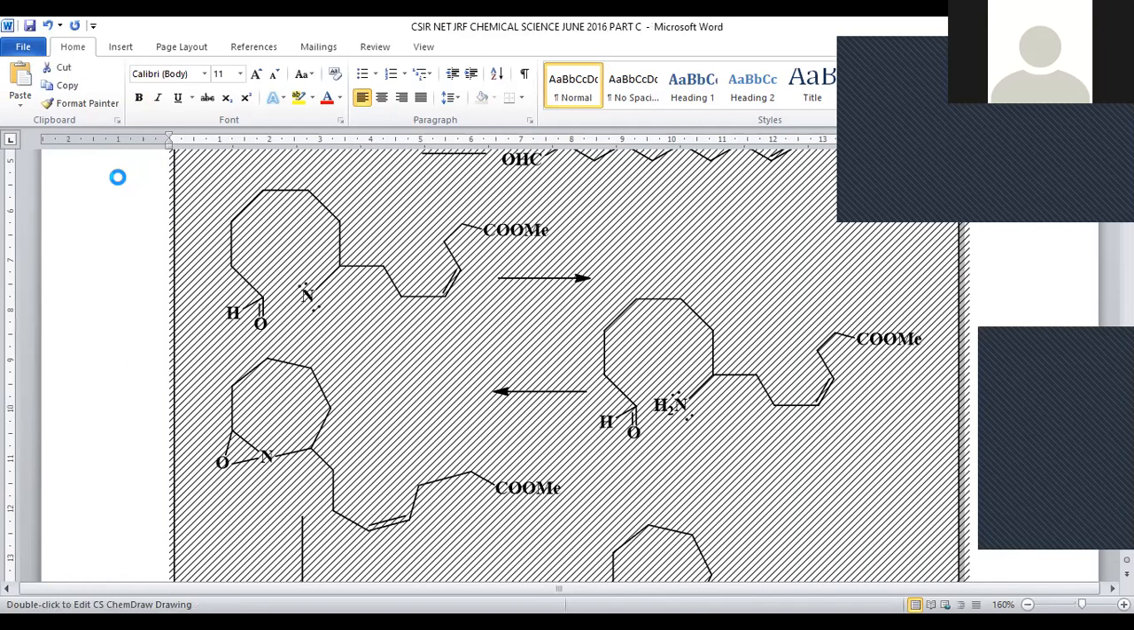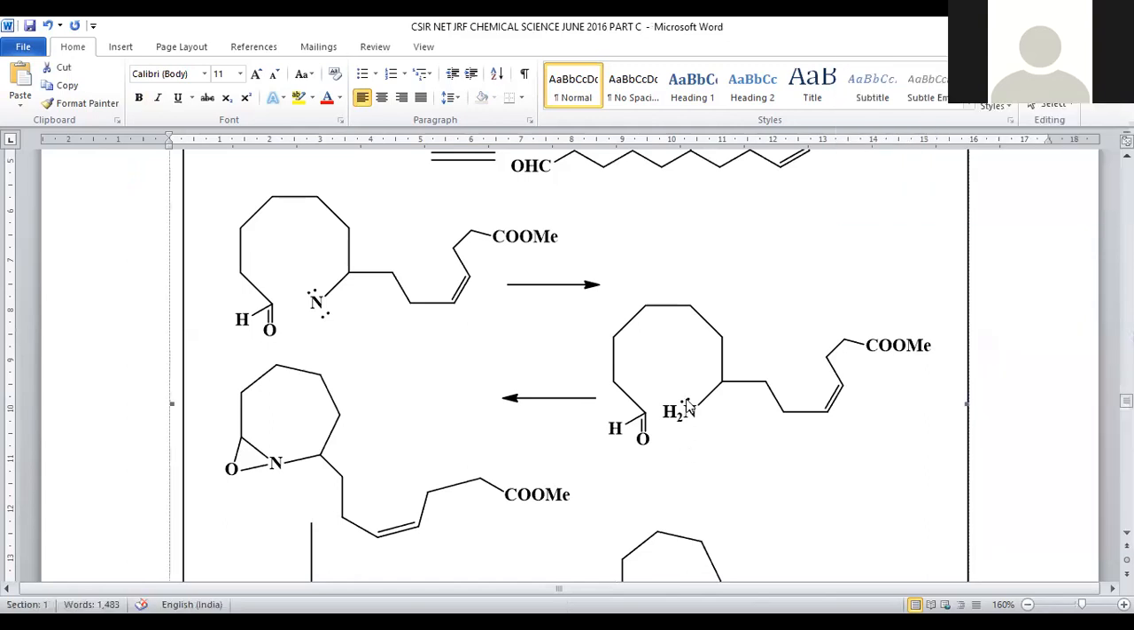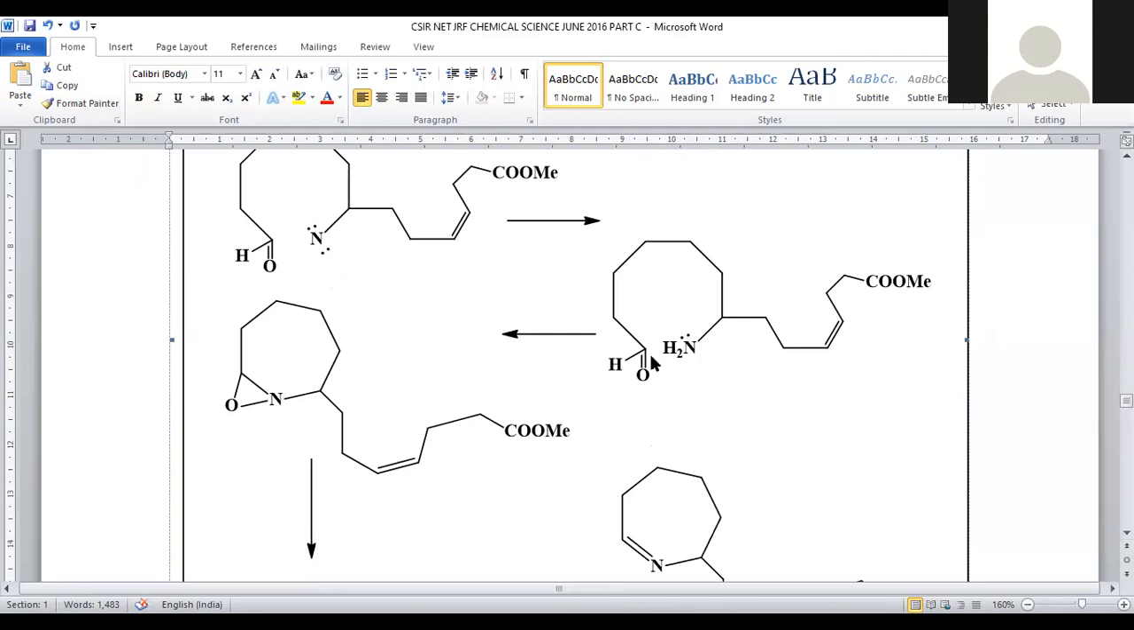Nitrogen is always accompanied by one lone pair of electrons, and the lone pair present on the nitrogen will participate in the ring cyclization. Here the cyclization reaction is carried out, and when cyclization is possible, there is a possibility of oxygen minus, and a new bond formation is possible, and this N minus can be cyclized with nitrogen.